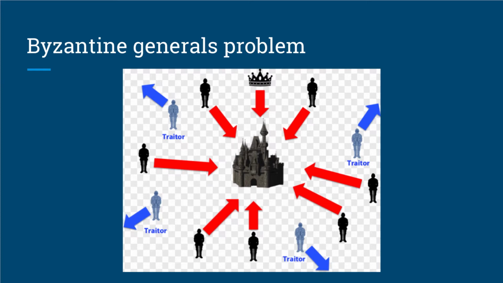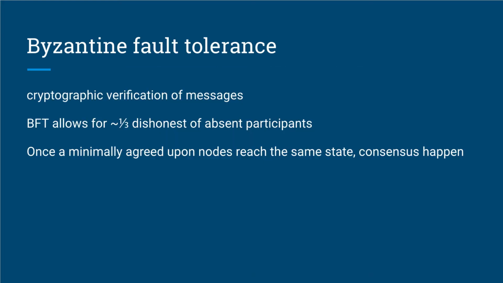Now think of this situation in terms of hundreds or thousands of blockchain nodes, and they're trying to agree upon the state of an account balance. So these problems are very similar. Blockchain consensus mechanisms today can handle 33% of the nodes being compromised or reporting a dishonest state. Once 2/3 of the network agrees upon the state, consensus can happen, and the network can continue to move forward processing the next set of transactions.